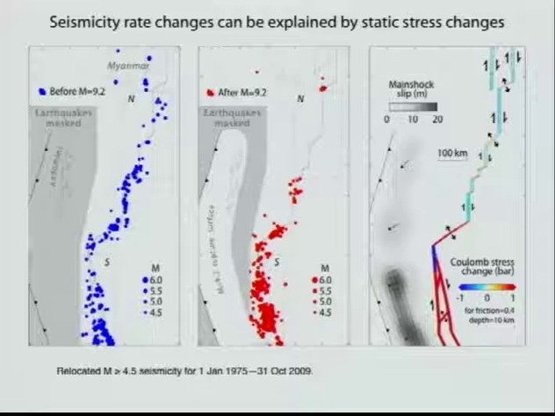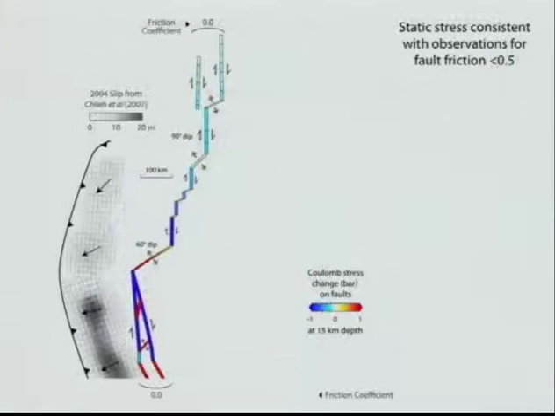We used a friction coefficient of 0.4 for this plot, and let's look at all the other friction coefficients. This is for friction coefficient 0, which is identical to shear stress. We are seeing the same thing: transforms are blue and rifts are red or yellow.